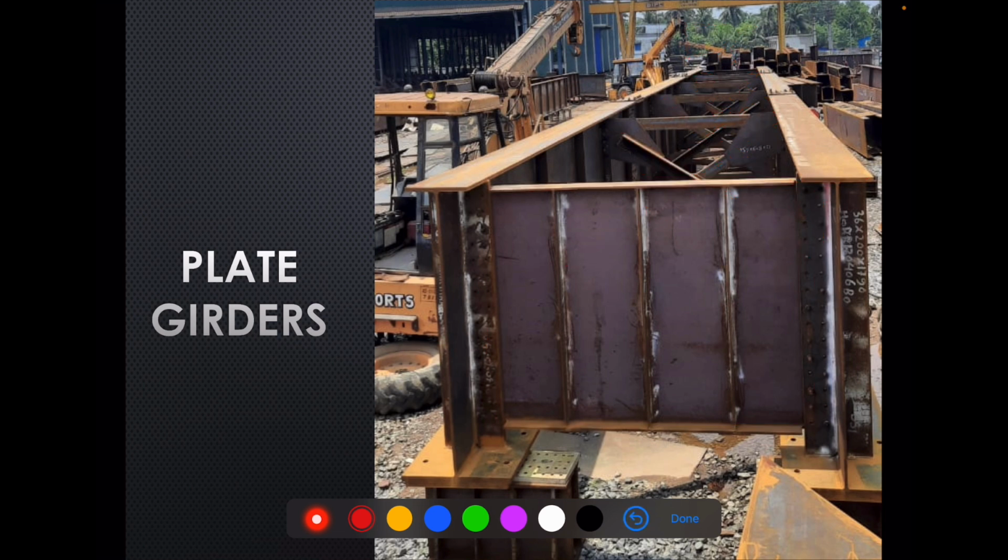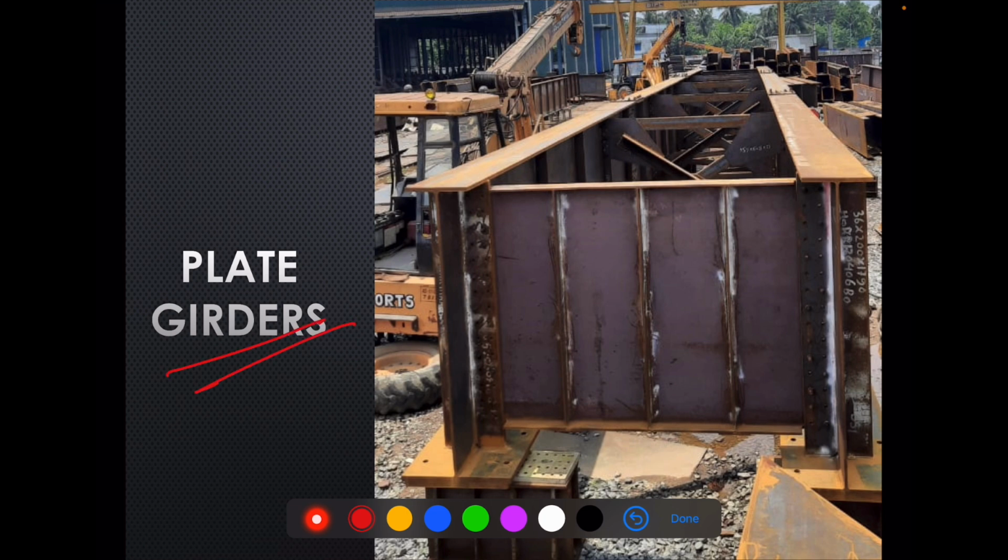The girder itself, if it is longer, then splices are provided as and where required, and along the length of the plate girder, stiffeners are provided on the web. Stiffeners are also provided in the end diaphragm. So this is basically a very simple arrangement, easy to understand, nothing much more to explain. So this was an introduction to the plate girder.